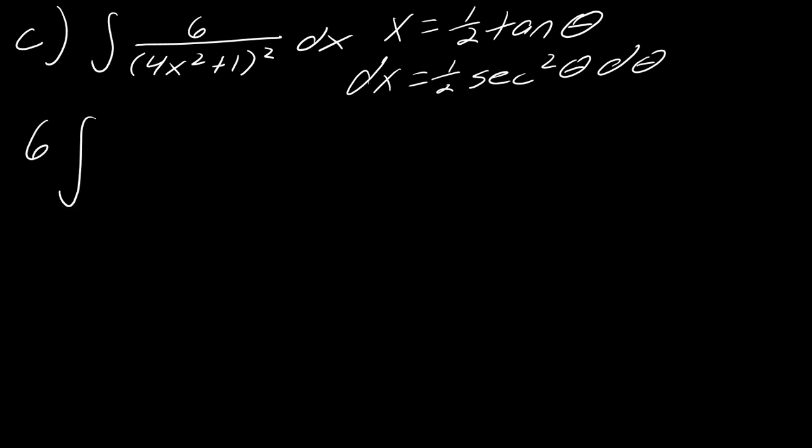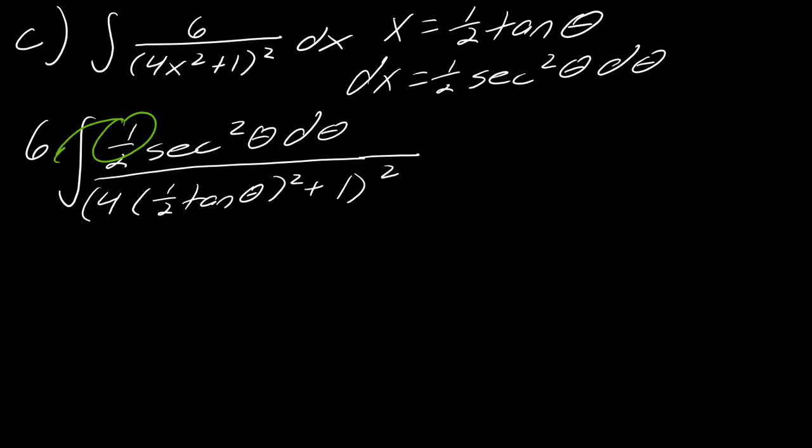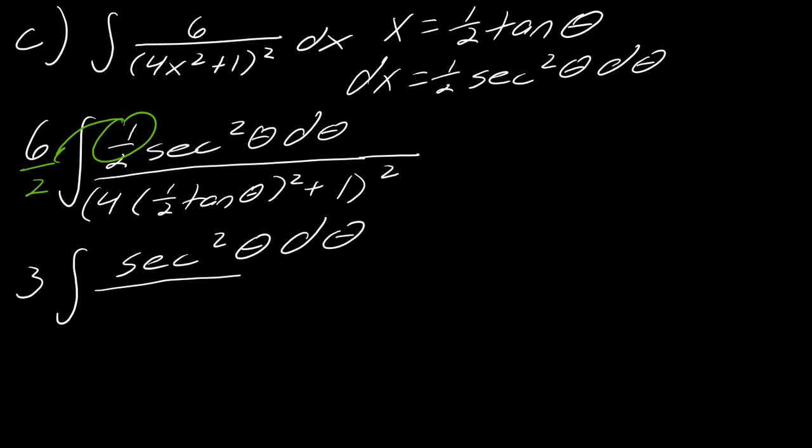And let's see, this will be 1/2 secant squared theta d theta. And then in the bottom here, so now I have 4, so my x is 1/2 tangent theta squared, all of this, plus 1 squared. Okay, so it's kind of messing with my head a little bit, but we'll just keep pressing on. So this 1/2 we can bring out in front and divide the 6 by 2. So now I've got 3 here, secant squared theta d theta.